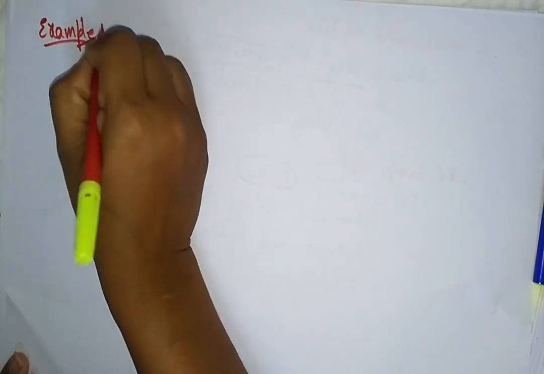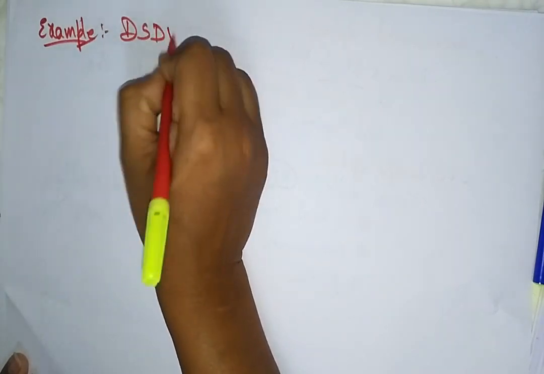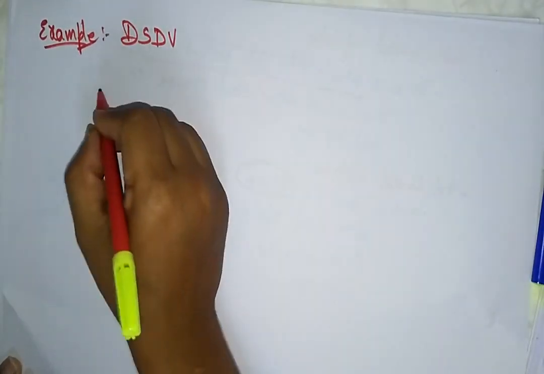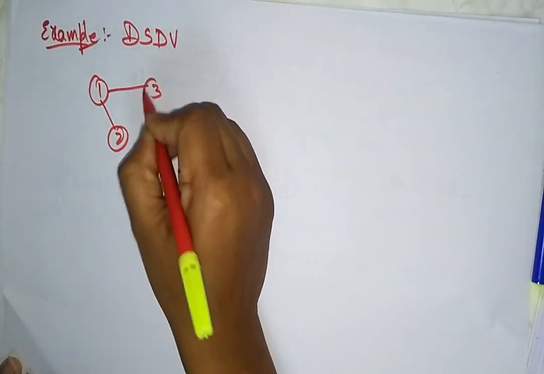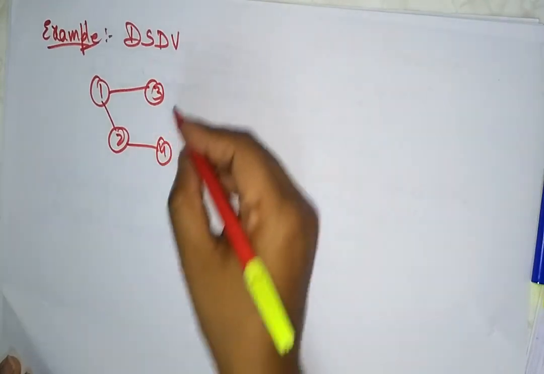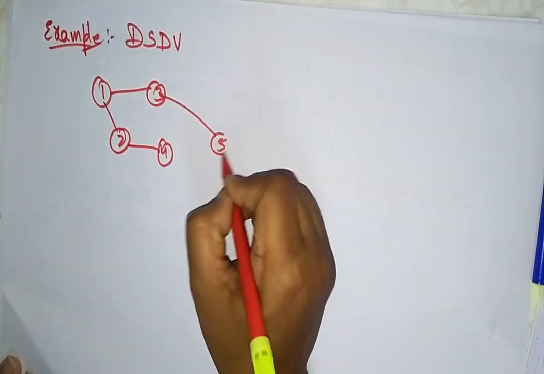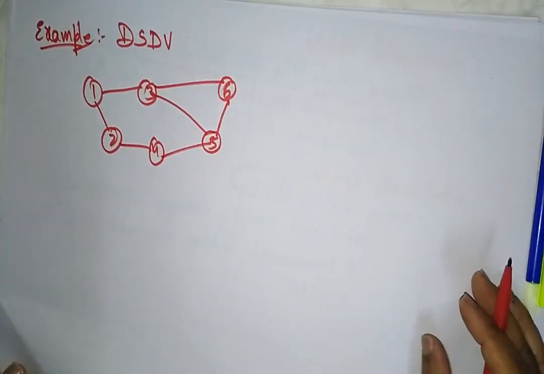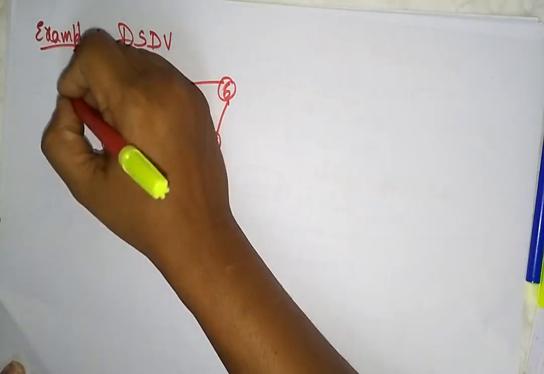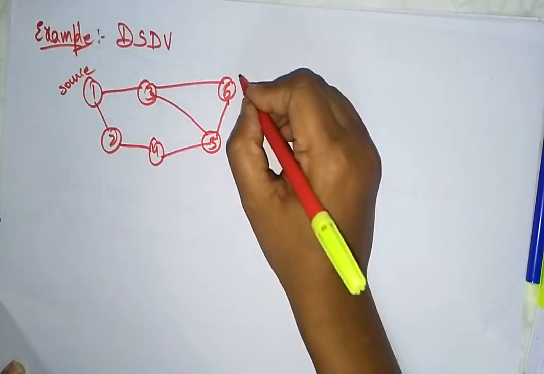Now let me take a simple example to explain how the routing will be established in this protocol. Let me take the example of DSDV. Here I am taking nodes 1, 2, 3, 4, 5 and 6. So this is the topology I had taken. Here, 1 is the source and 6 is the destination.